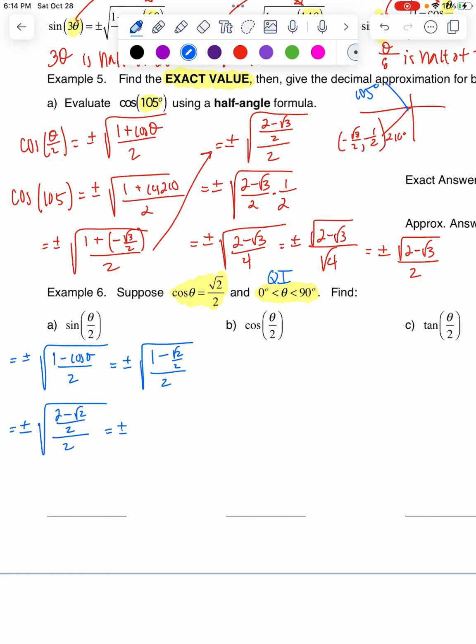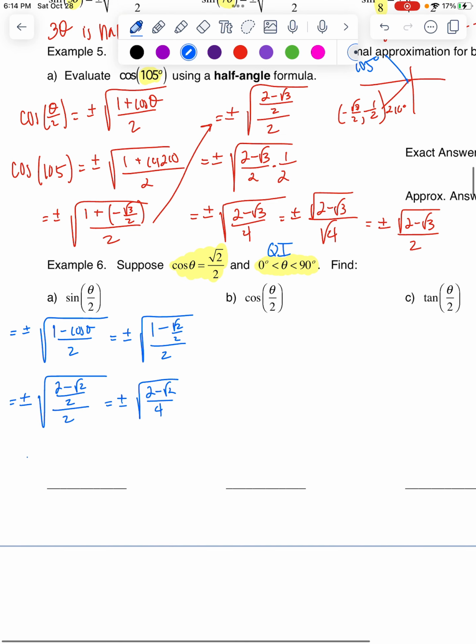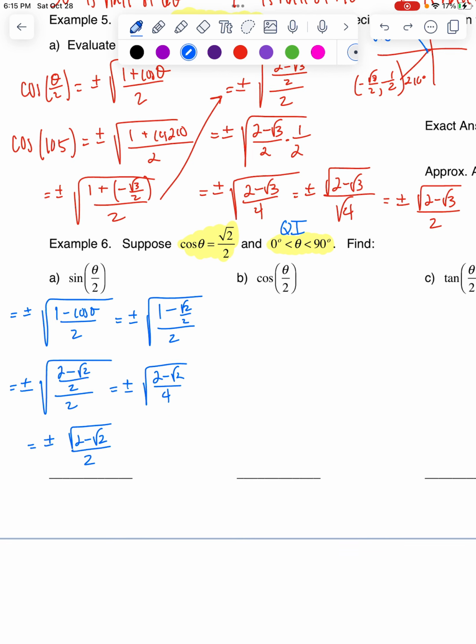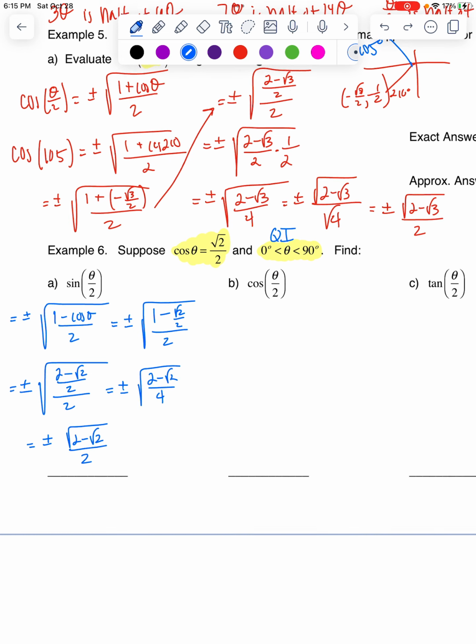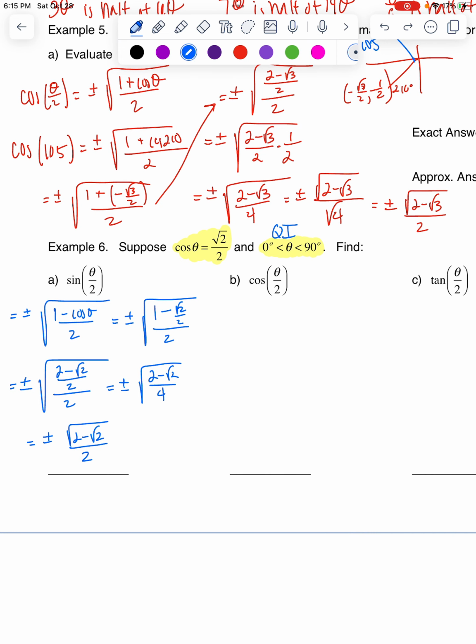I hope by now that we can see there's a pattern for these types of problems. So this becomes a 2 minus root 2 all over 4. And then to simplify this even more, we have the square root of 2 minus root 2, divided by 2. All I did right there was simplify that radical 4. Since we are dealing with the first quadrant, we also know that our sine and our cosine are going to be positive. So here we are dealing with a positive answer, and this is my final answer. I'm going to let you stop the video for right now and try doing part B.